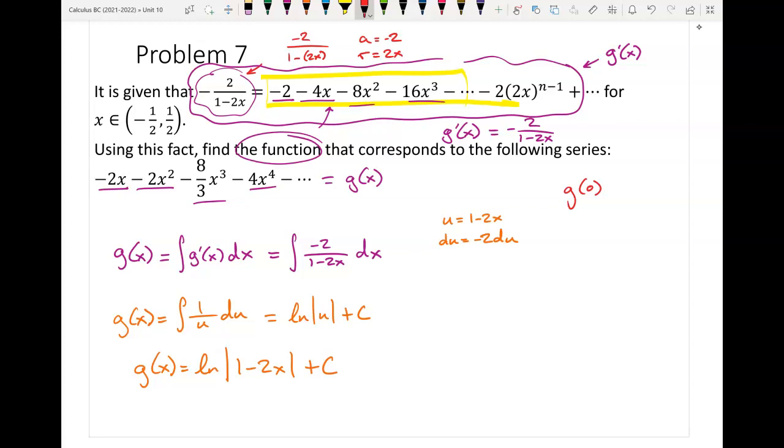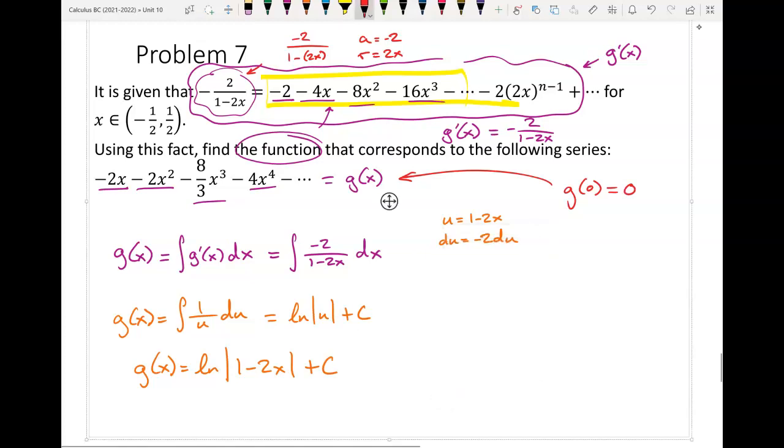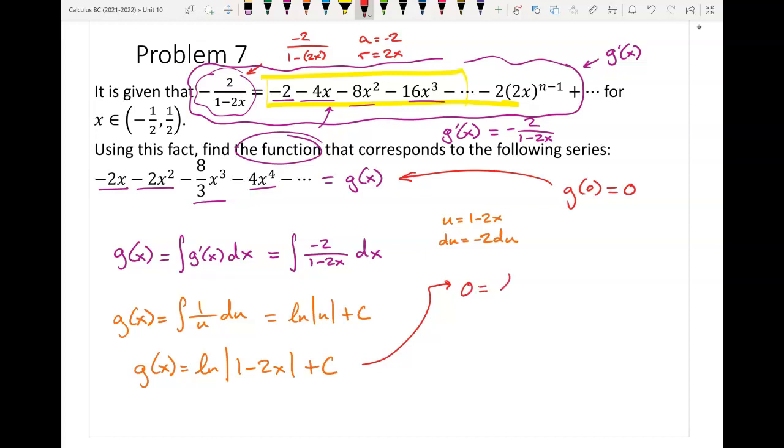G of 0, if I go back into my series right here and plug in 0, all of those terms are 0. We don't have any constant, so g of 0 is 0. So to find out what my constant is, I could say 0 equals the natural log of 1 minus 2 times 0 plus c. Well, this would just be the natural log of 1, which is 0, so c is equal to 0.